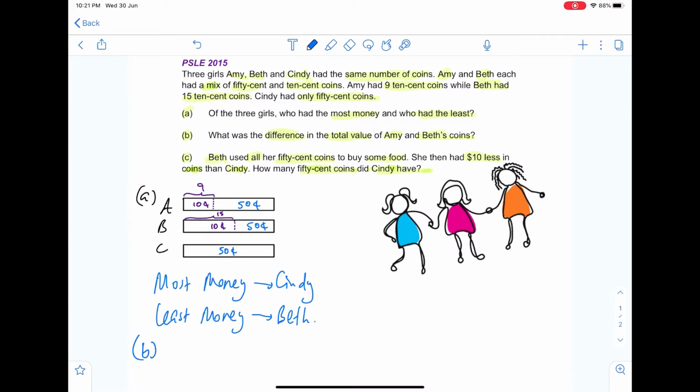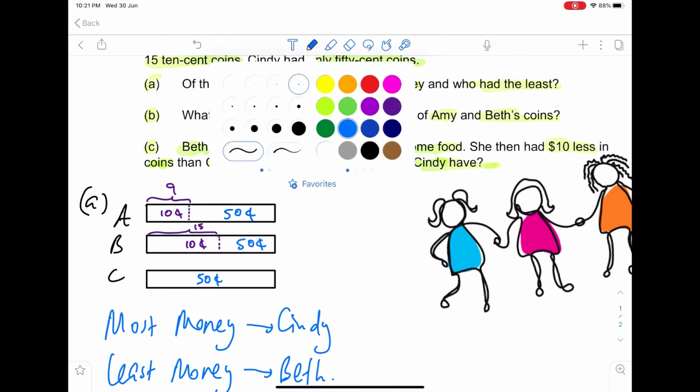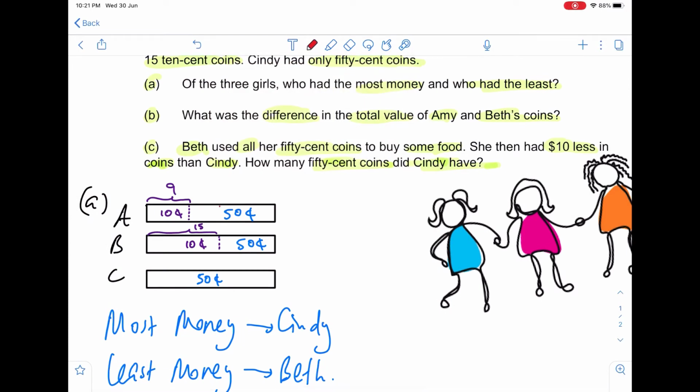What was the difference in total value of Amy and Beth's coins? If you study Amy and Beth's coins, we will know that in this section here, this red section, is where the differences happen. Other than that, the rest is the same. Look at this blue part. Both are 10 cents. Look at this blue part as well. Both sections are 50-cent coins. However, in the red part, that's where the differences happen.